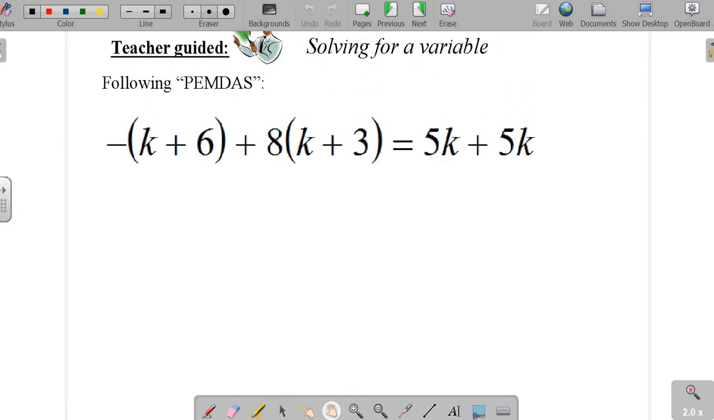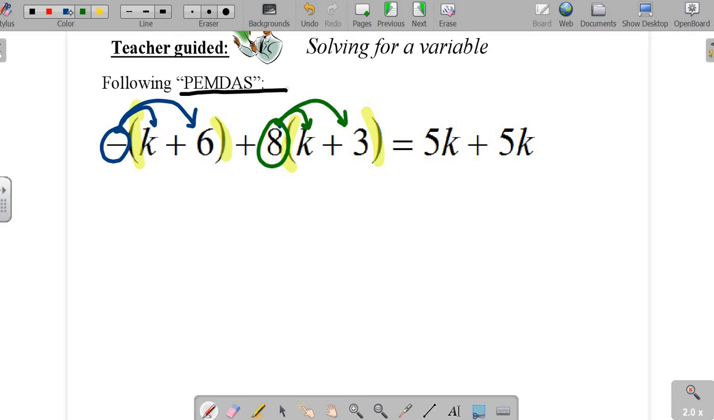Ready? PEMDAS. When you are solving with distribution parentheses, I always want you to physically grab what's on the outside, that means circle it, and draw these little distribution arrows. I'd like you to do this every single time. Grab and distribute. Next line, I'm going to add the 1 for the k for clarity. That's -6.